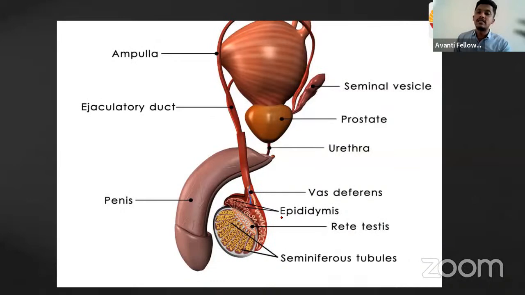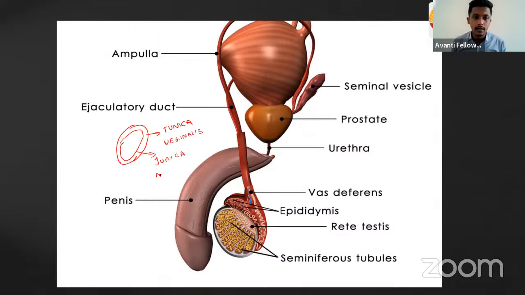A male has a pair of testes, we know that. When we take a cross section of the testis, we can see that the testis is covered by two layers. These are called tunica layers. This is called tunica vaginalis. And this is called tunica albuginea. Now, what happens with the tunica albuginea?